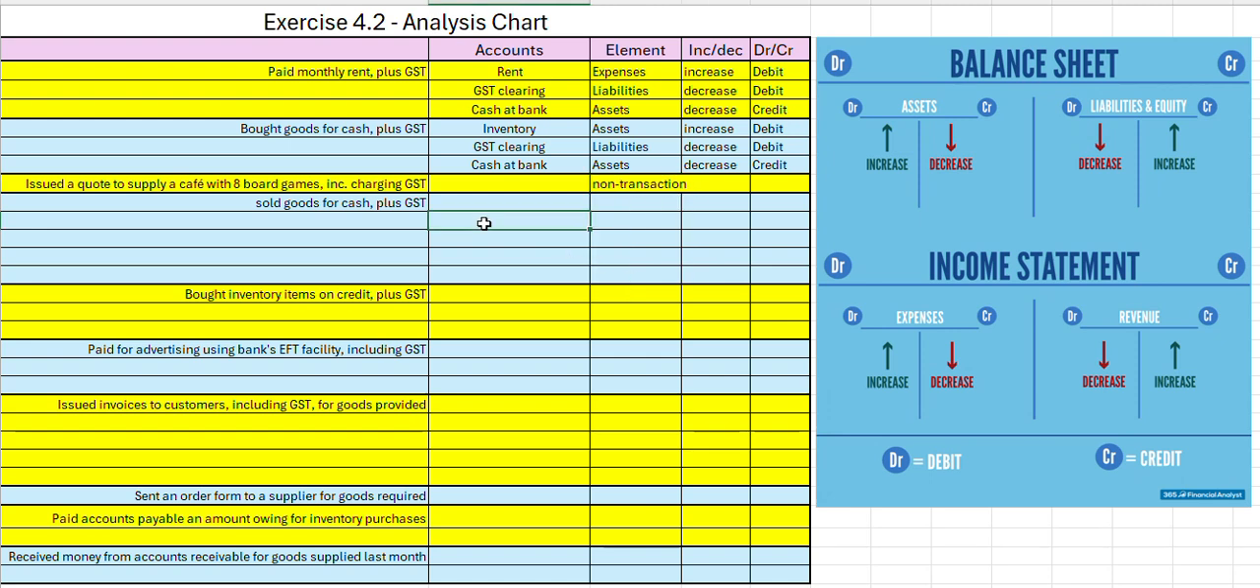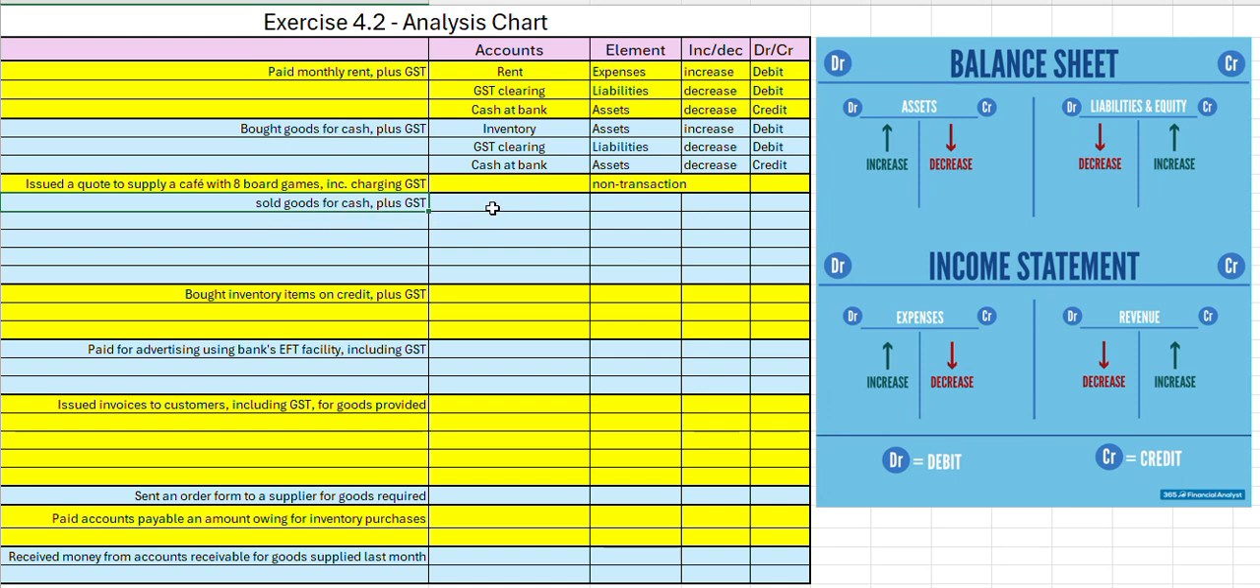We do need to be mindful that we've made a commitment to sell these goods at a particular price, but that'll come into play when we actually hand over the goods or there's an exchange of cash. So if neither occur, we don't record it anywhere. The next one we get to is sold goods for cash.